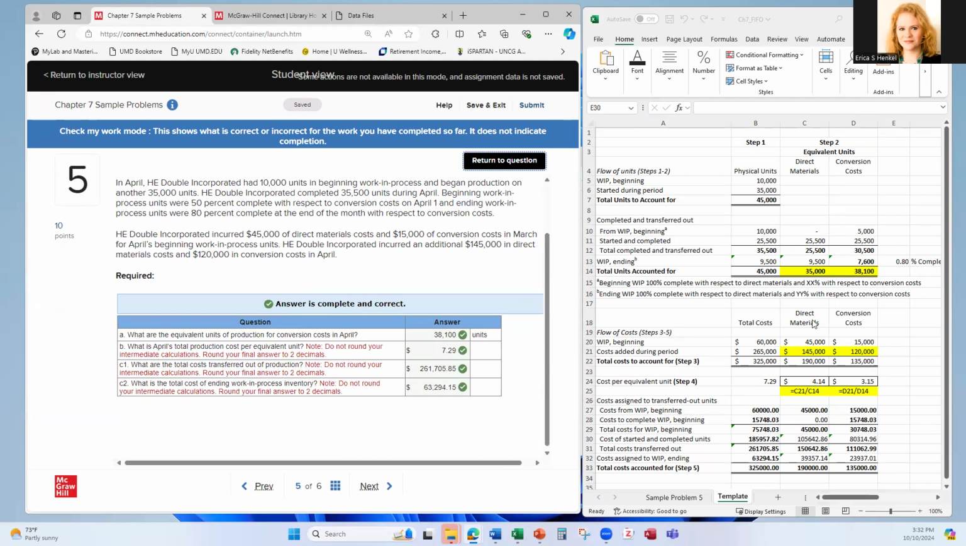So just remember that we're taking the costs added during the period here instead of the total costs. That's really the big difference in calculation between this method and the weighted average method.